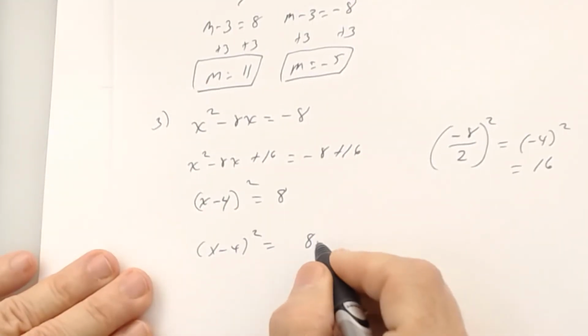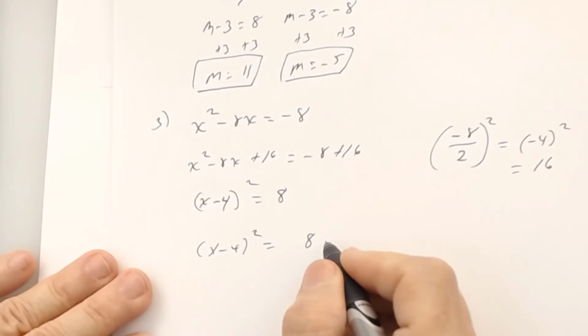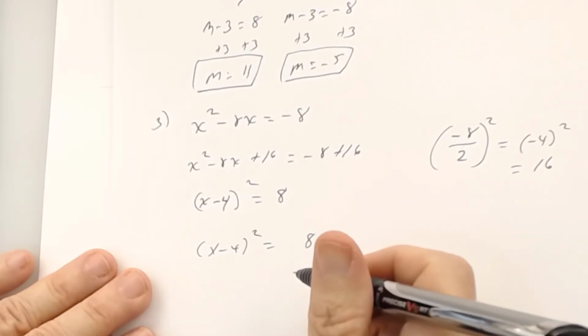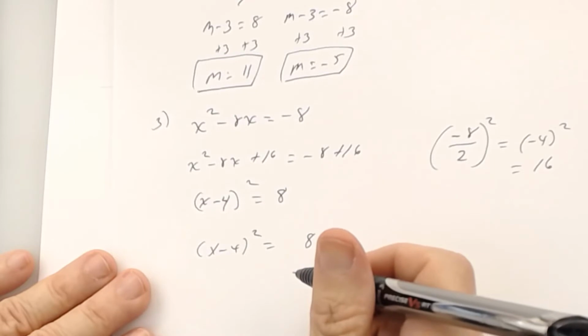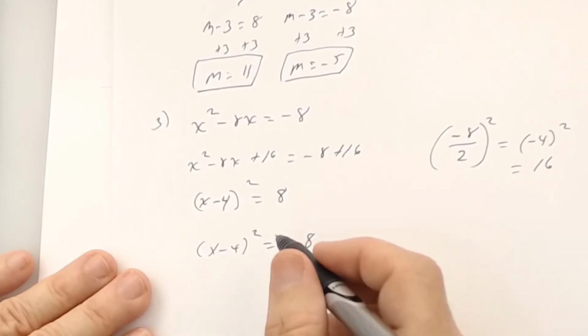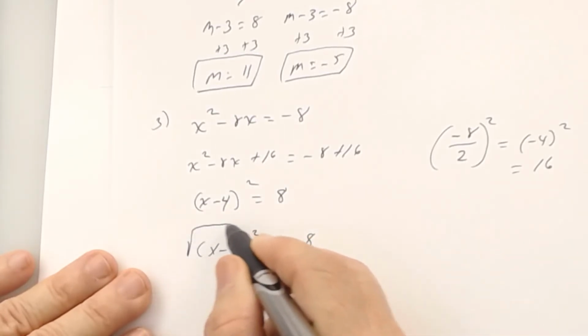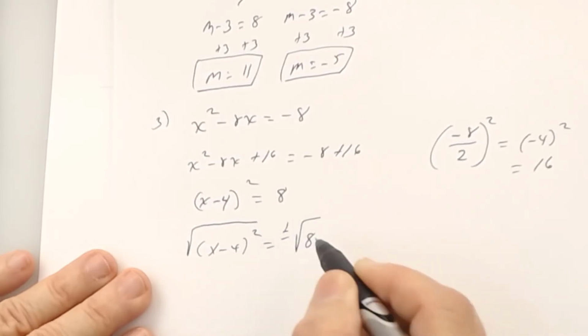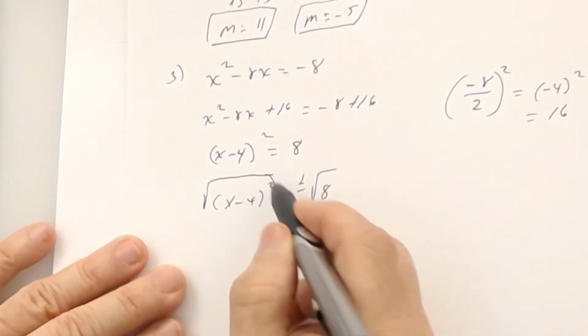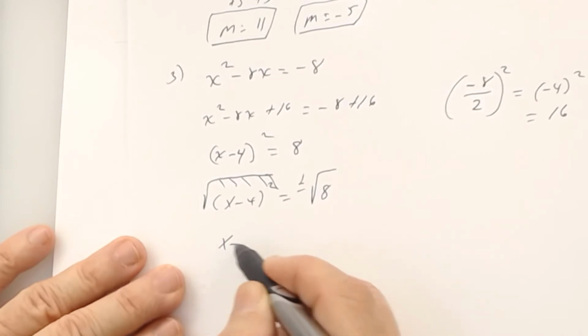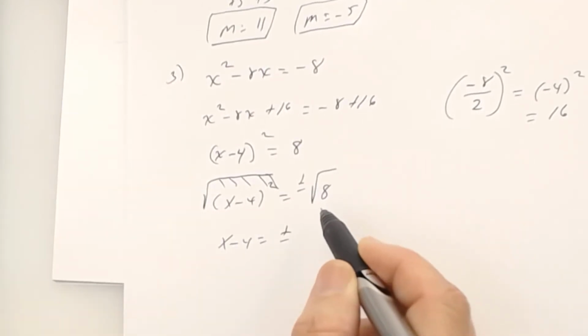Square both sides? Someone said I square both sides. You can't. Square root. I square root both sides. I take the square root of both sides. Plus or minus. All right, so the square and the square root undo each other. So I get x minus 4 equals plus or minus.